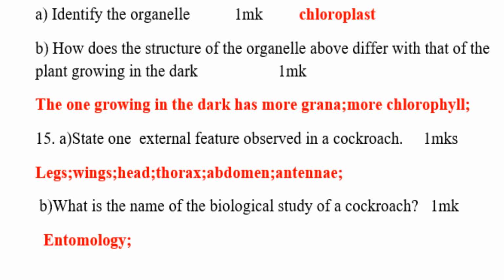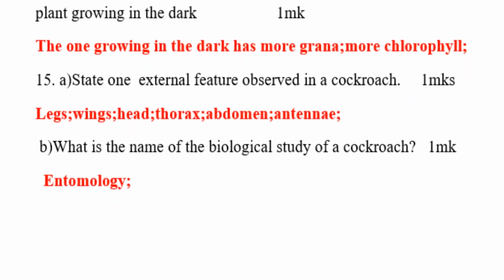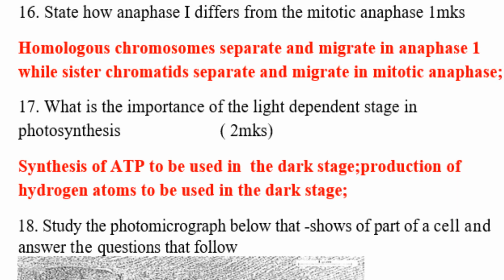Number 15. State one external feature observed in a cockroach. You know the cockroach. People hate them so much. What you see outside, the external parts, are legs, wings, thorax, abdomen, antennae. What is the name of the biological study of cockroach? That one is entomology, the study of cockroach and other insects.